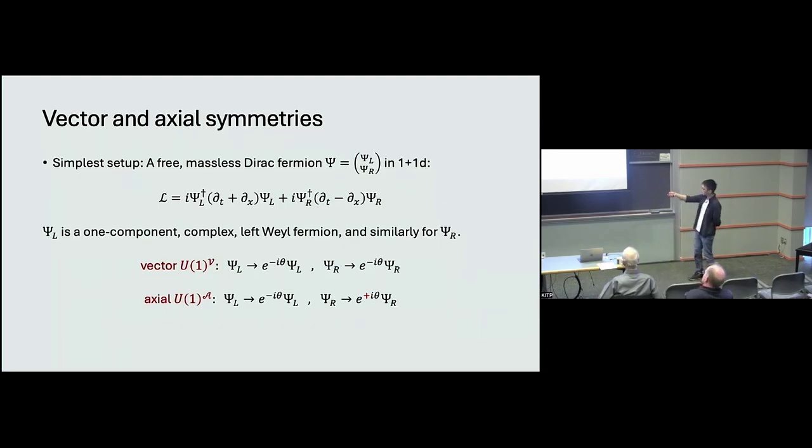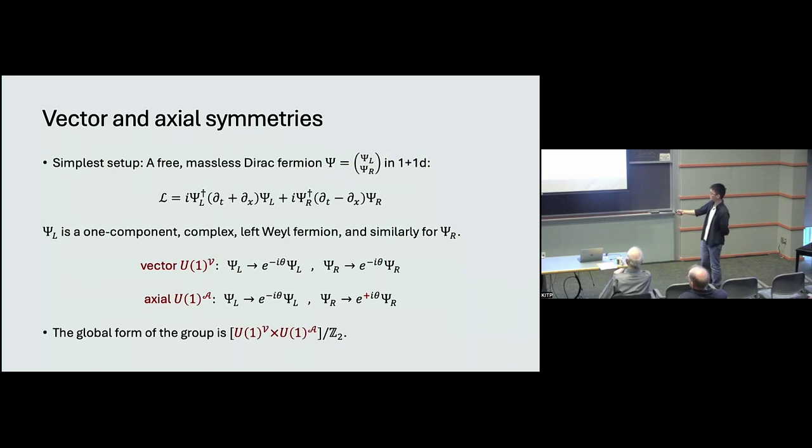And because we work with the vector and axial basis, one fun fact is that if you take theta to be pi, then the pi rotation of the vector symmetry coincides with the pi rotation of the axial symmetry. So that's just saying that globally the group is actually U(1) vector times U(1) axial with a Z2 quotient. Now don't worry too much about the Z2 quotient. It's not terribly important for the rest of the talk, but it's good practice to keep track of the global quotient. All right, so this is the continuum theory. This is our target quantum field theory, and these are the two target global symmetries that we want to realize on a lattice.